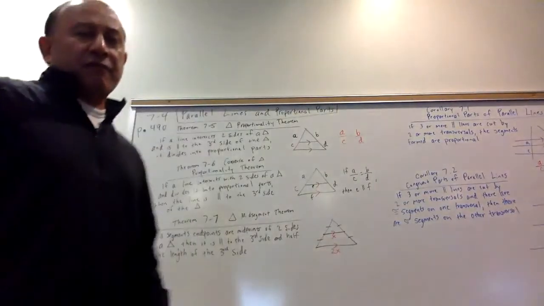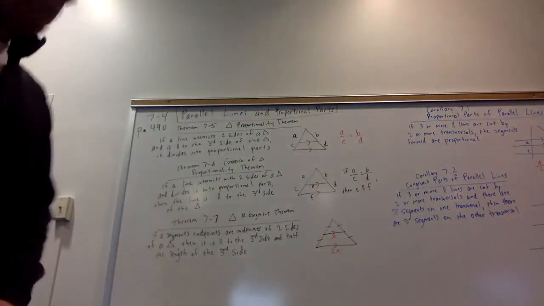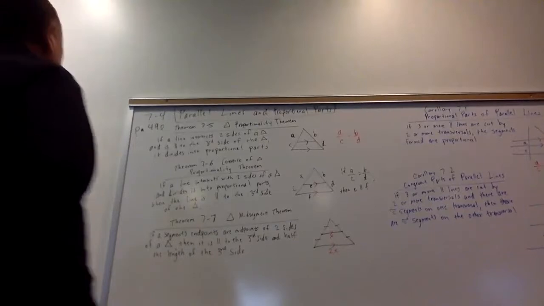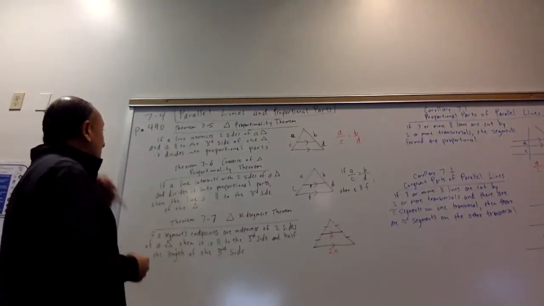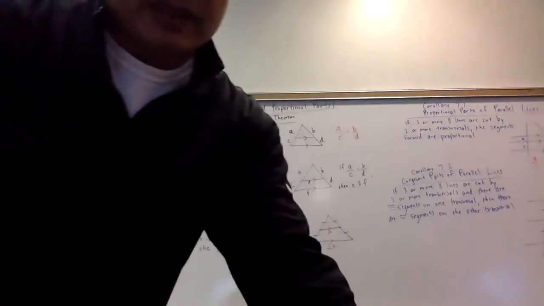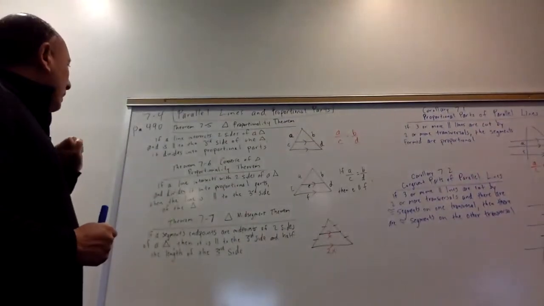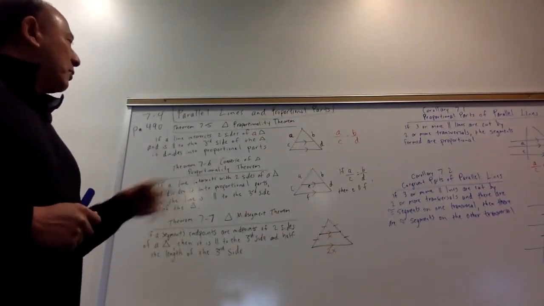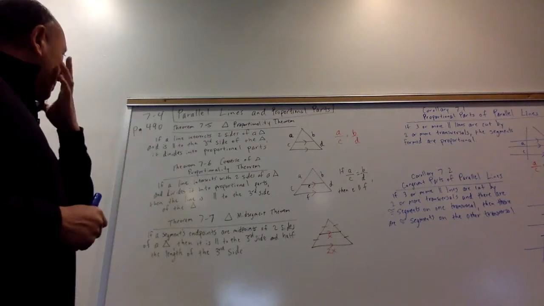This is section 7.4, parallel lines and proportional parts. And a lot of information here, all easy, but a lot of information, both theorems and corollaries. Let's go through the theorems first.